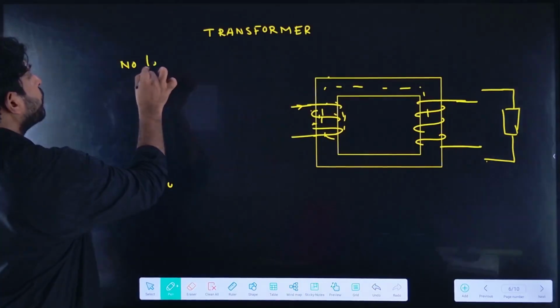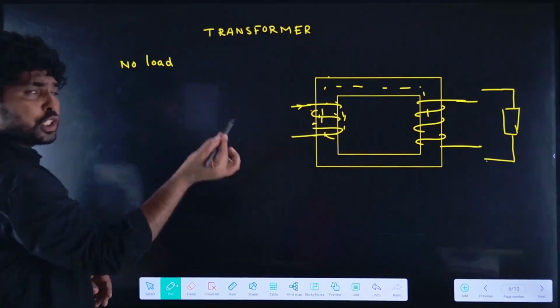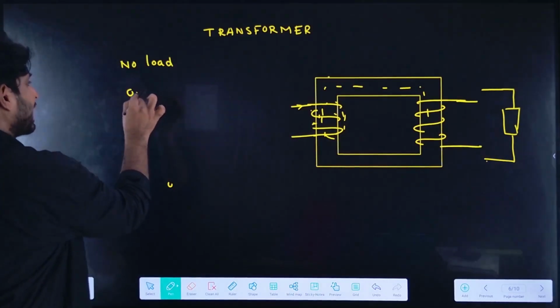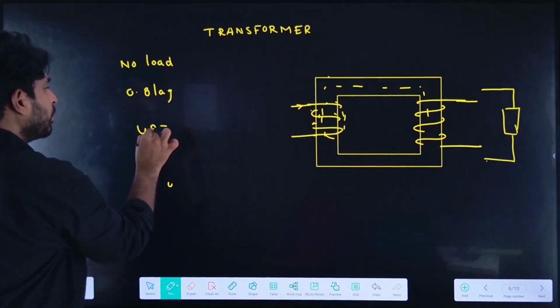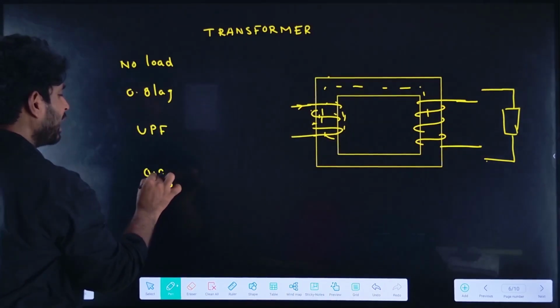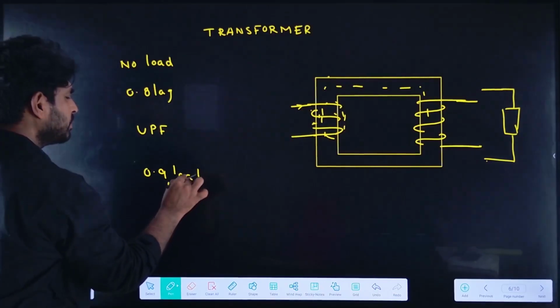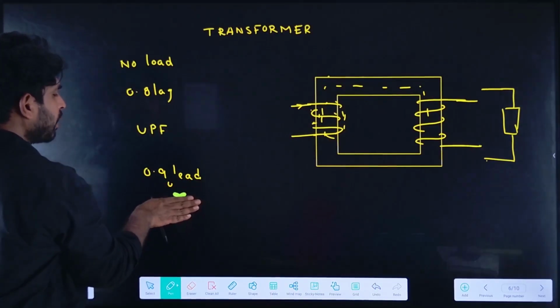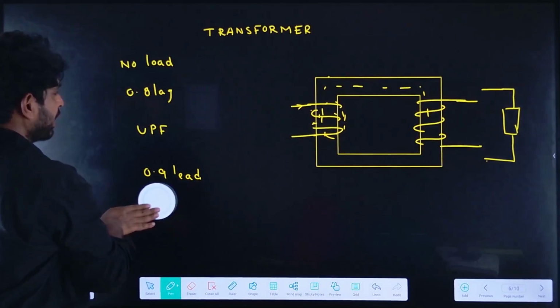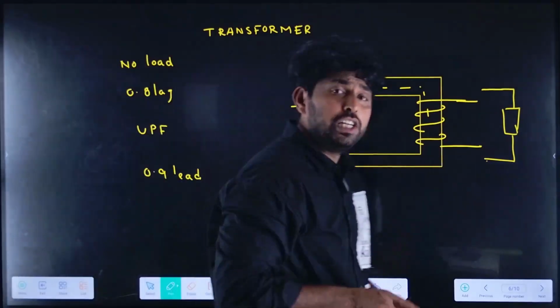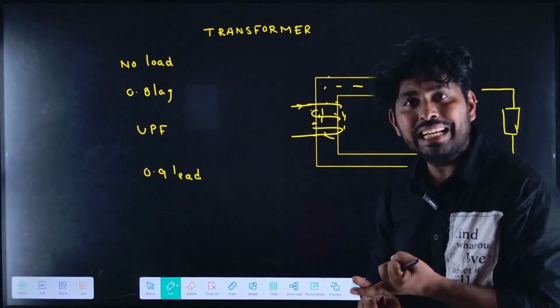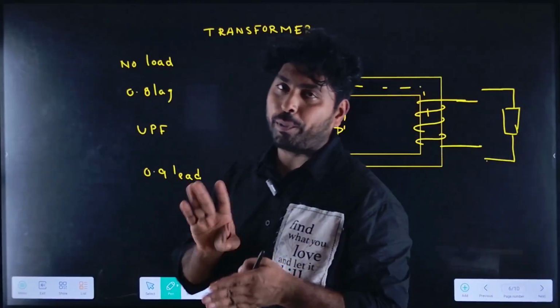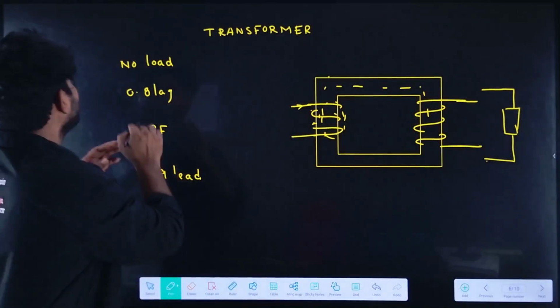No load, 0.8 lagging, unity power factor load, and 0.9 leading load. I think all the different load conditions are covered, right? First, let me take the no load condition.